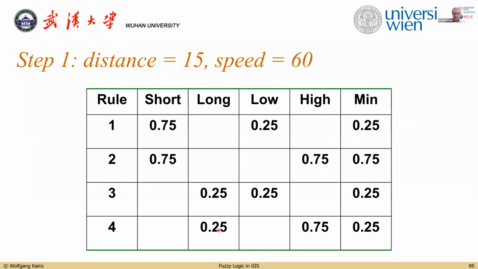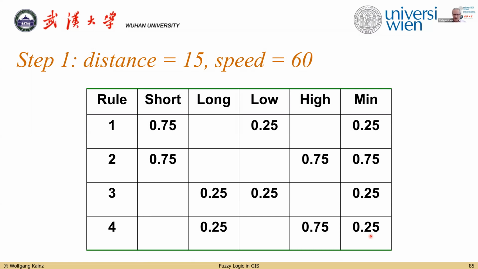And rule number 4 says the distance is long and the speed is high. Again, we go with 15 into the distance for long distance, giving us a membership value of 0.25. And then with the speed of 60 into the membership function for high speed, giving us a membership of 0.75. So the minimum of these two is 0.25. So now we have completed step number 1.